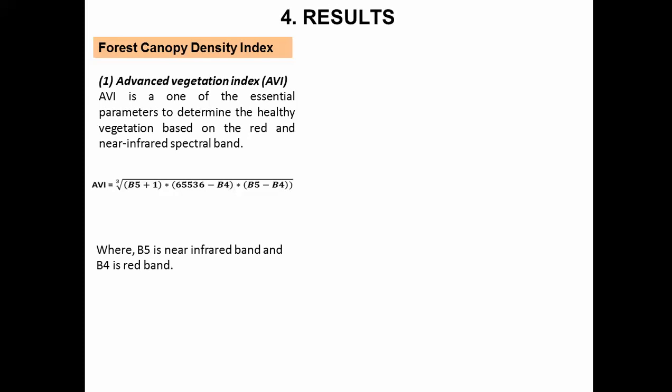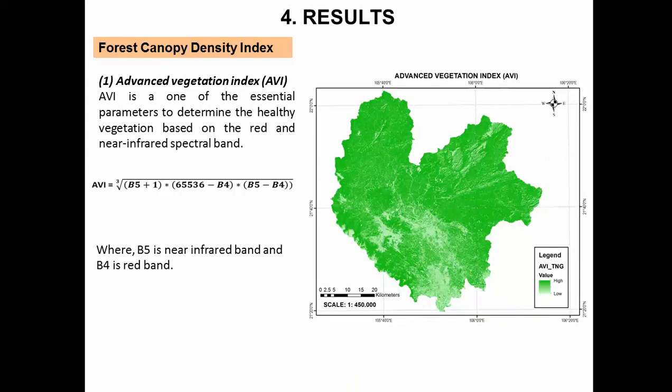Here are some results that we have got so far. The Advanced Vegetation Index is one of the essential parameters to determine healthy vegetation based on the red and near infrared spectral bands. As you can see here, it is calculated by this equation, where B5 is the near infrared band and B4 is the red band.